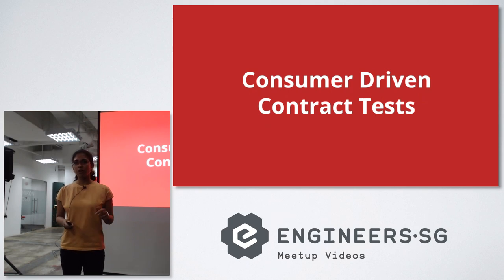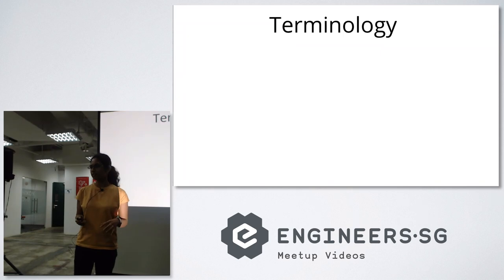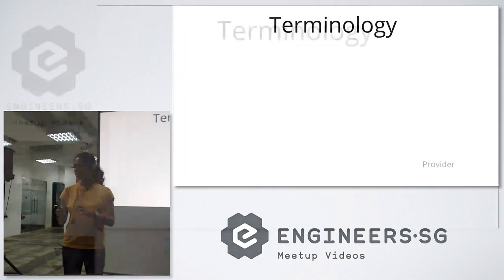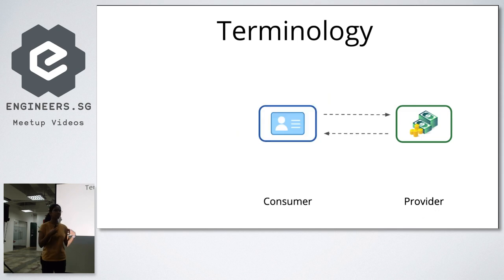Now, before I talk about consumer-driven contract tests, let's understand a few terminologies. We have our billing service, right? And that is giving data that exposes an API and gives data to somebody else, right? So the giver of the data is called provider, right? Then we have the user privilege service, which takes the data and uses it and does something with it.